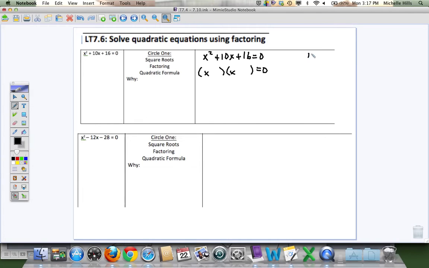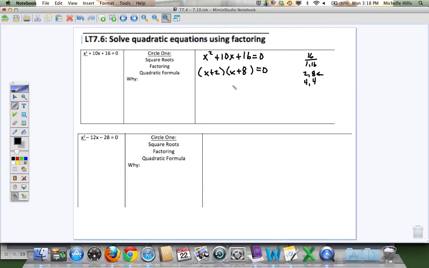If I need to go out to the side and do factor pairs, I can. 1 times 16 is 16, 2 times 8 is 16, 4 times 4 is 16. And I want the pair that adds to give me positive 10. So that's 2 and 8. X plus 2 and x plus 8.